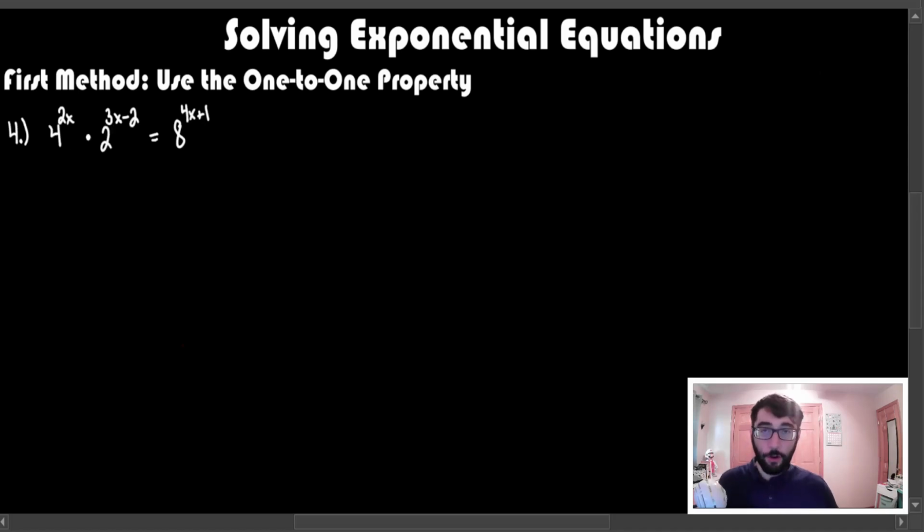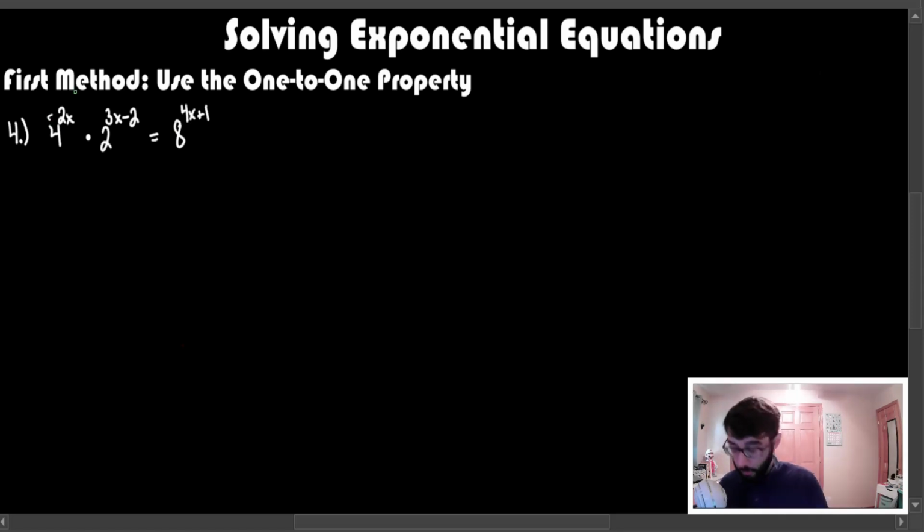All right, this one looks crazy, right? We have 4 to the 2x power times, we haven't covered that. Well, we're going to. Times 2 to the 3x minus 2 power is equal to 8 to the 4x plus 1 power. Nothing changes here. We're going to try to rewrite everything in the exact same base. I have a base of 4 here, a base of 2 here, and a base of 8 here. Those could all be rewritten with the same base, and that base would be 2.